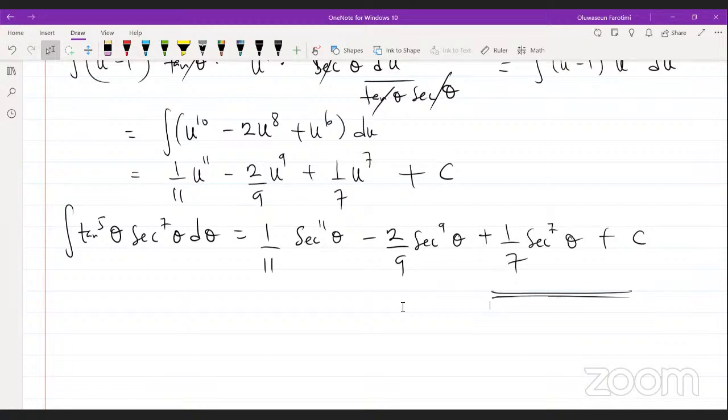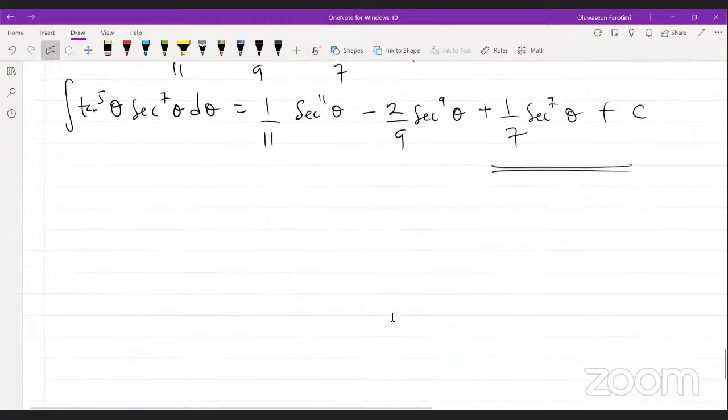So let us see one more example, guys. Another example. What if I have, in this case, the integral of tan cubed of x dx?